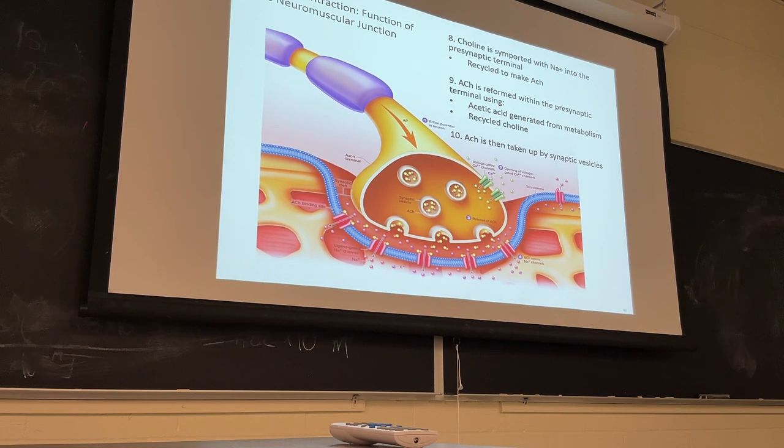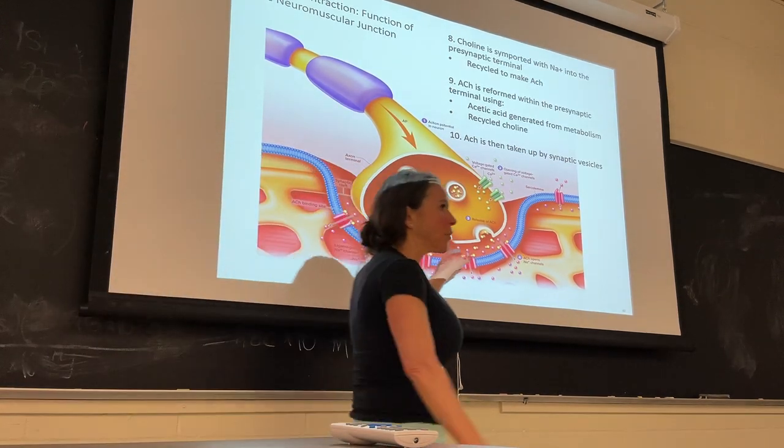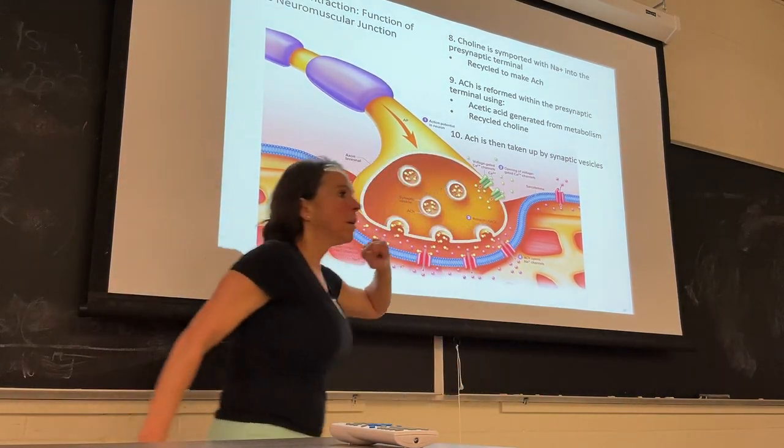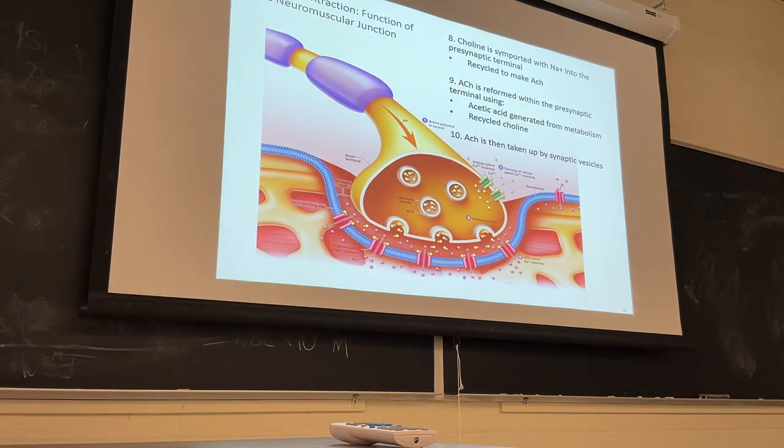Because guys, you have to be able to put these steps in order when you see it on the lecture exam. Step number two. It's made it, now the action potential has made its way down to the presynaptic terminal. What happens? Calcium gates are opened. The action potential causes calcium gates to open.